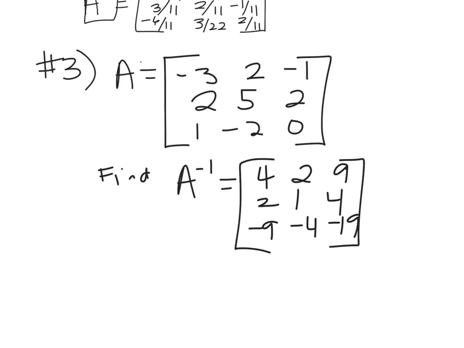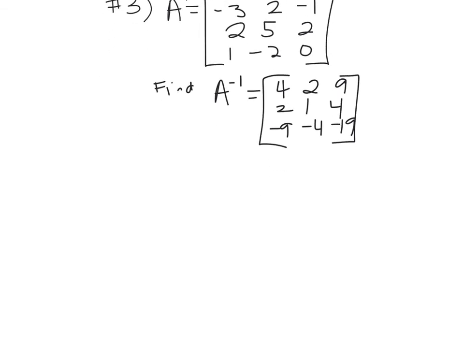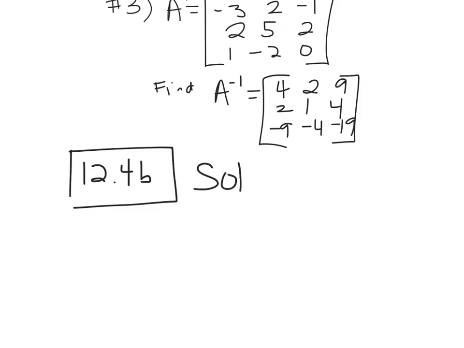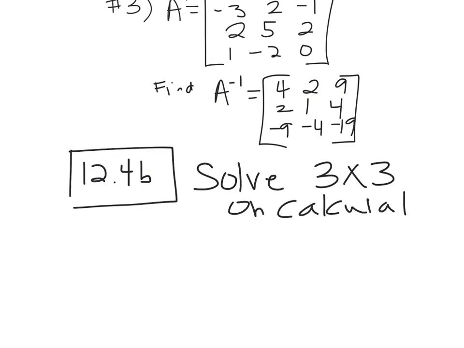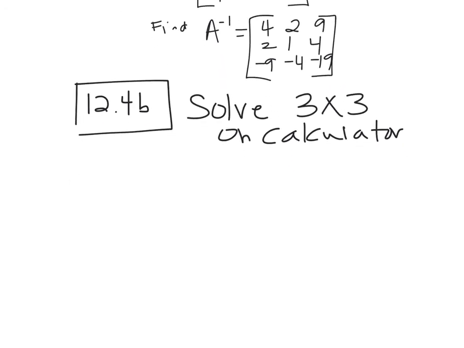Okay, so now what we're going to do is we're going to go to lesson 12.4. No. This is all calculator. Okay. And we're going to solve 3 by 3s on our calculator, okay? And I'm going to show you both ways to solve this too. It's faster instead of storing it. All right, here we go. Still got 10 minutes. I'm almost done.